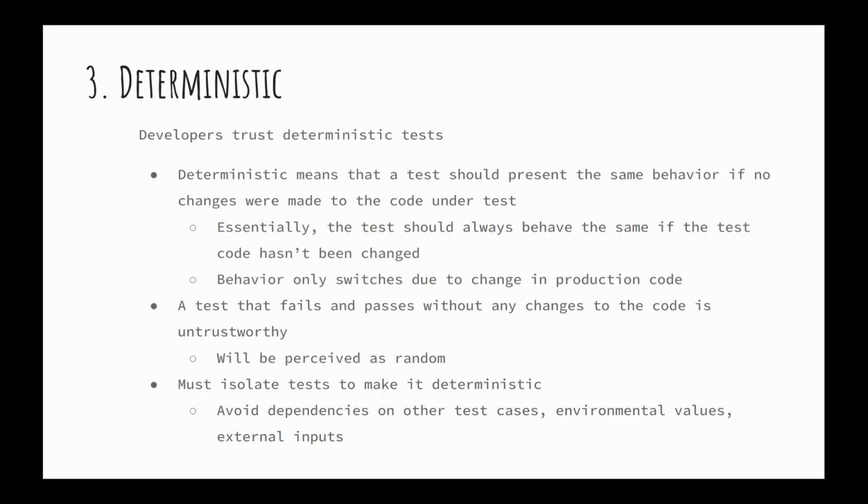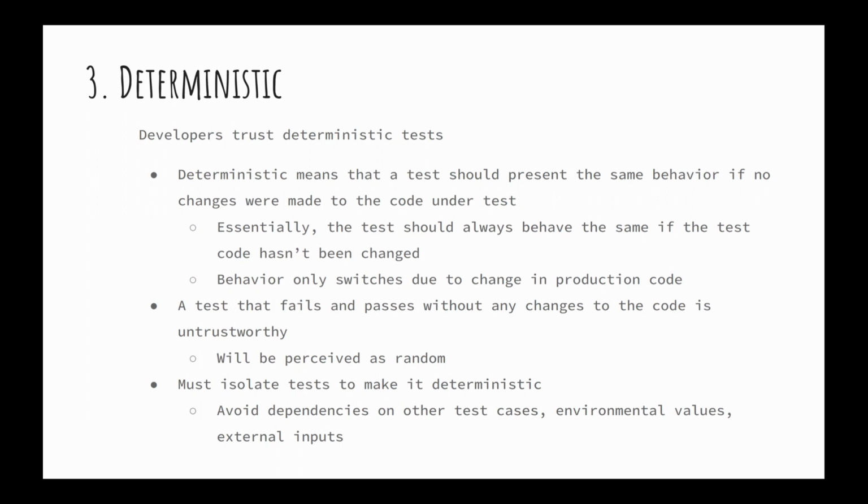You also want to keep these tests deterministic, because developers trust deterministic tests more. And what it means is that a test should present the same behavior if no changes were made to the code under test. Essentially, the test should always behave the same if the test code hasn't been changed. So if it's always running true, and as long as the test code hasn't been changed, it should remain running true. And it only switches behavior when there's a change in production code.